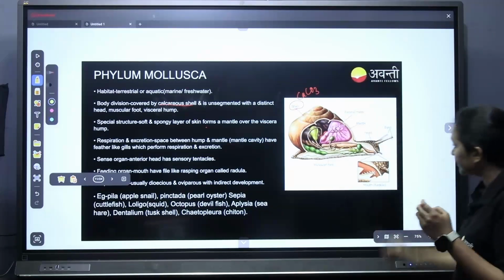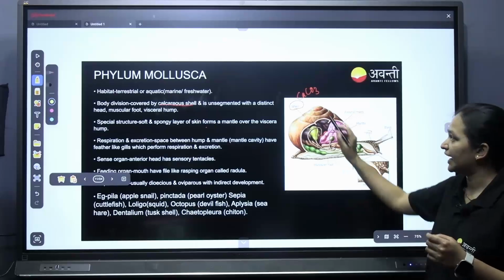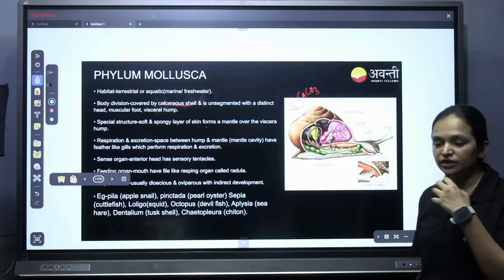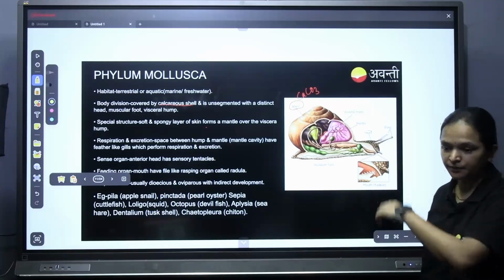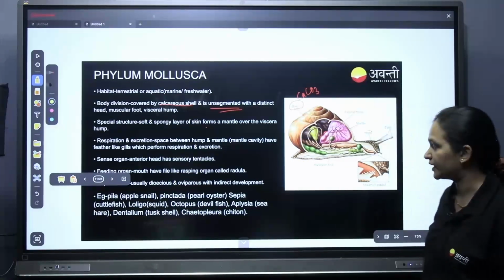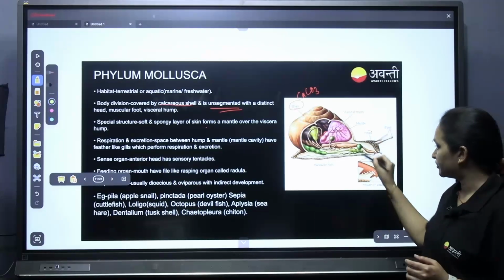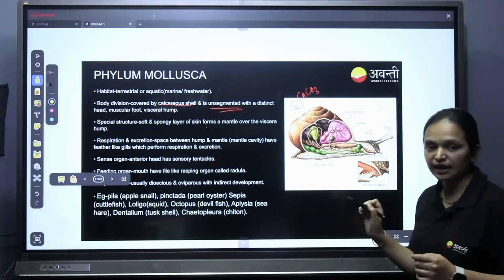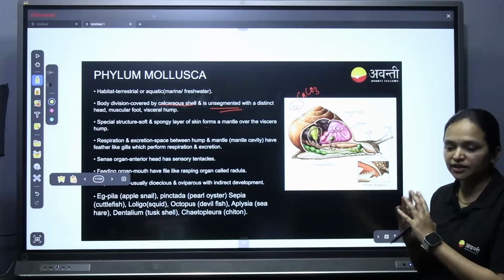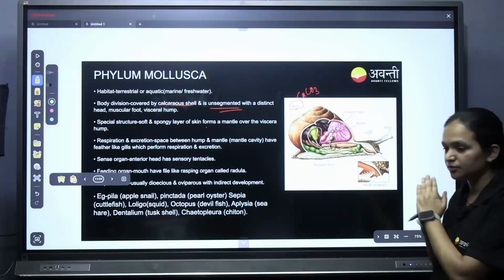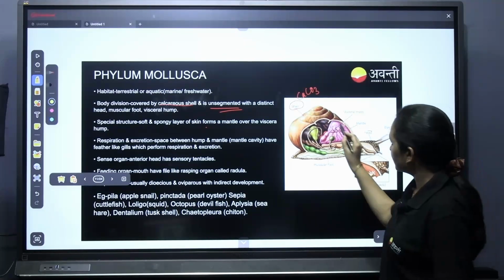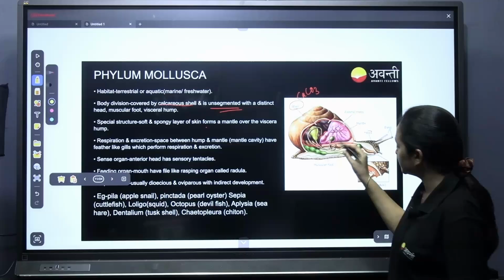Even though we call this the head, the muscular foot, and this one the visceral mass, we divide it like that only for convenience of studying, but it is an unsegmented body. Please note down, it is not segmented. Even though we make a head, muscular foot and visceral hump, still it is unsegmented. It is for our own understanding, for easy studying, that we have divided it. The visceral mass means the part inside.